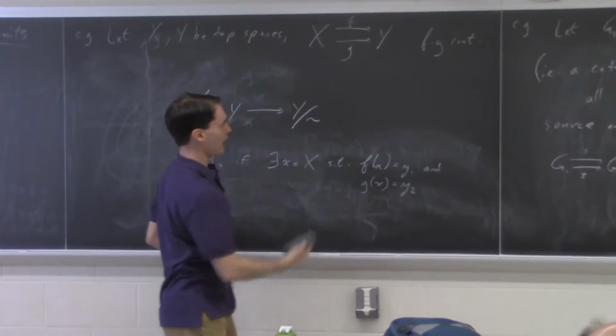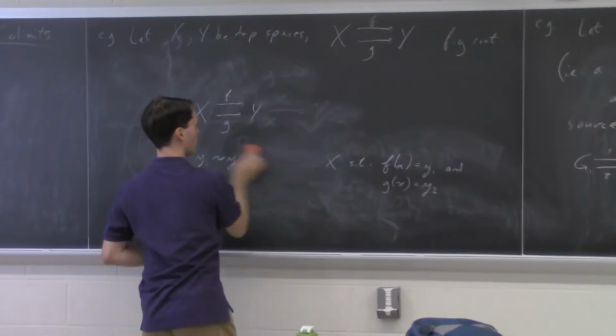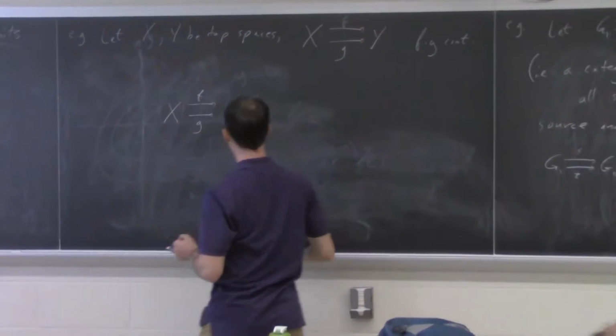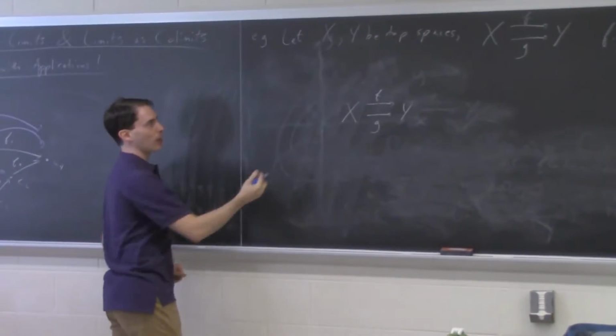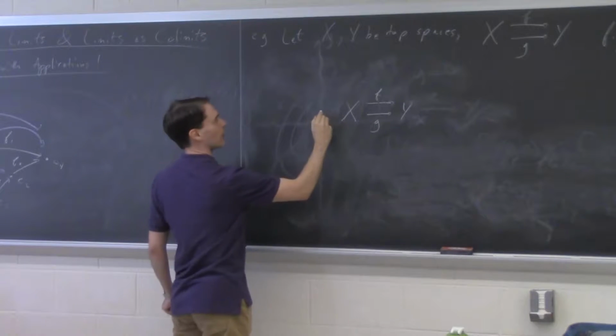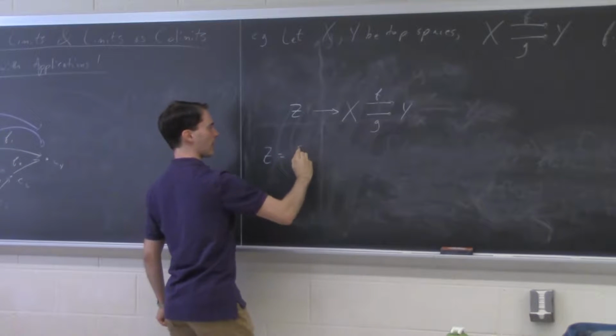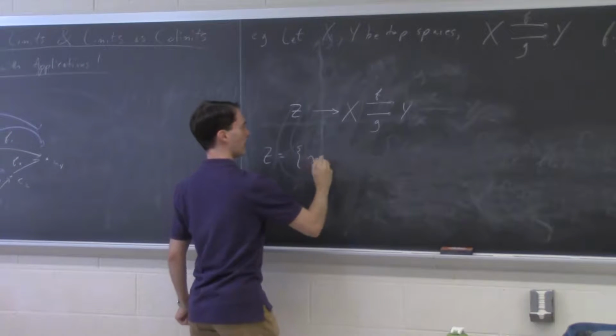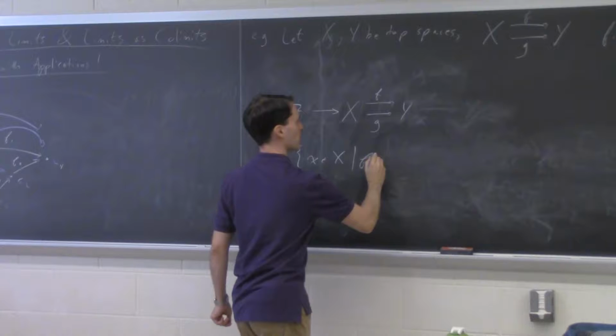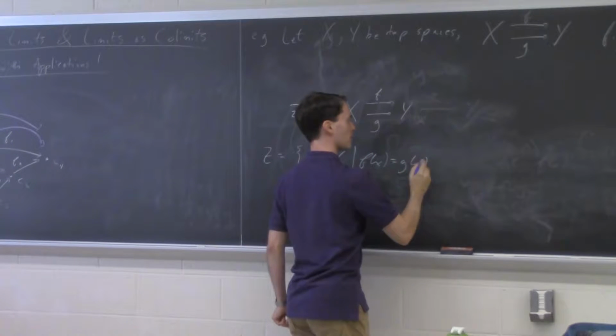Example, again, I can have this setup. And I can look at what's called the equalizer, which is the limit of this diagram. So here I'll define Z to be all x in X such that f of x is equal to g of x.